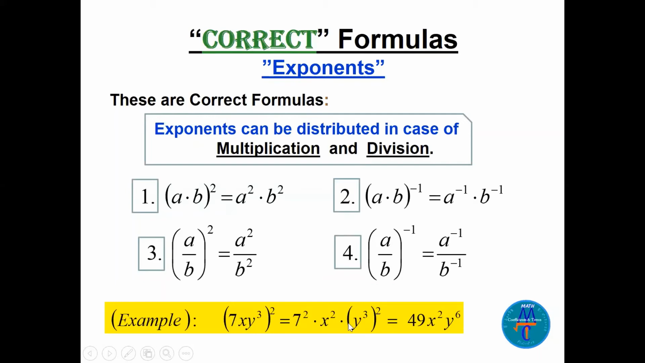Same thing for number 4. So this example here, we can split. 7 is a number, X is a number, Y cubed is a number. 3 numbers are there. Each one squared, squared, squared, and then the answer is there.